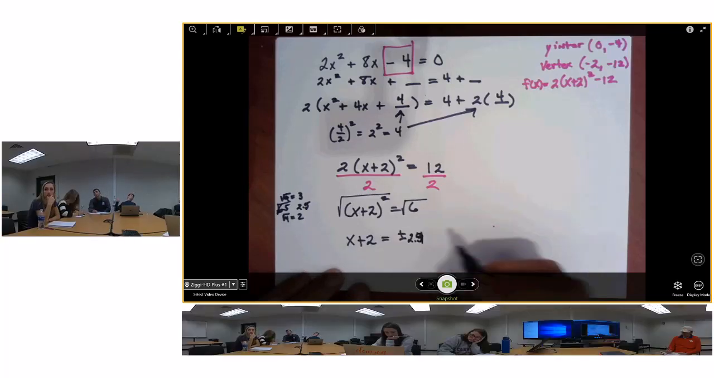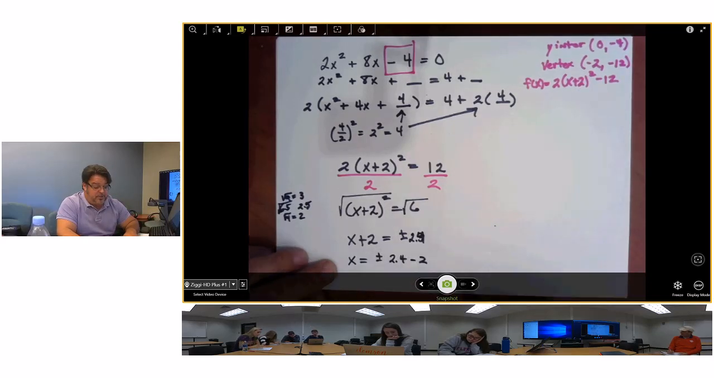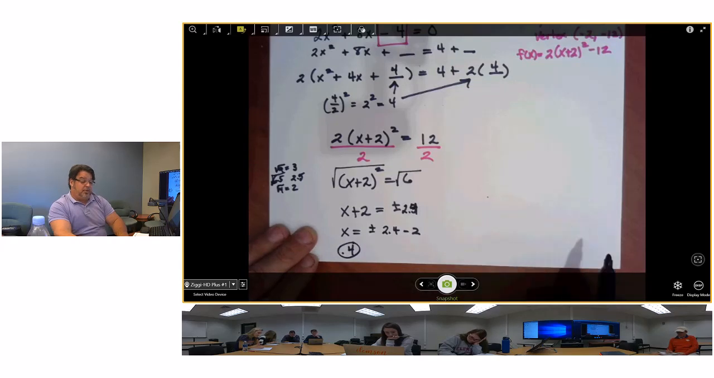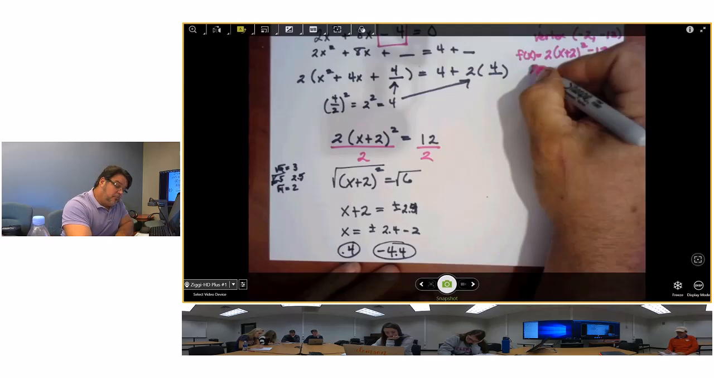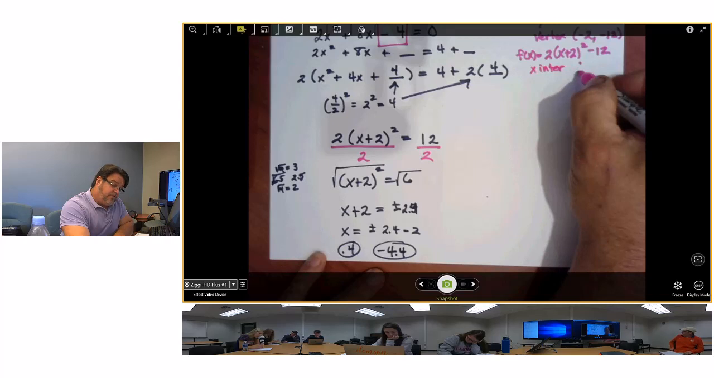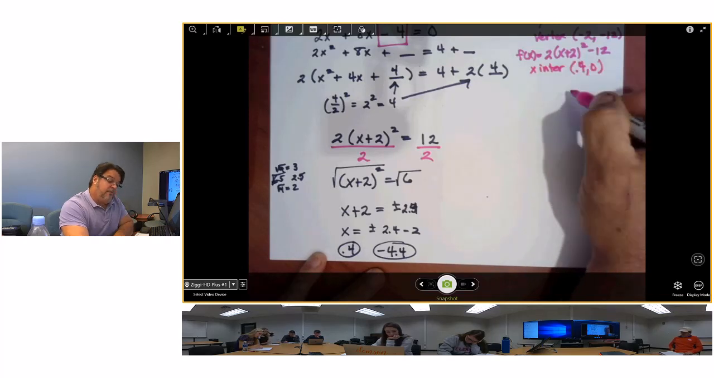Okay. So x is equal to positive or negative 2.4 minus 2. $2.40 minus $2 is 40 cents. You owe somebody $2.40, you owe somebody $2, you owe $4.40. So there are your two x-intercepts: 0.40 and negative 4.40.